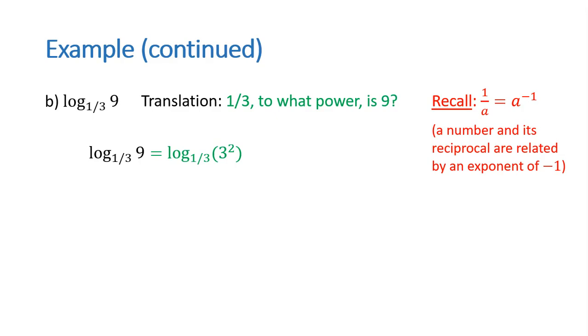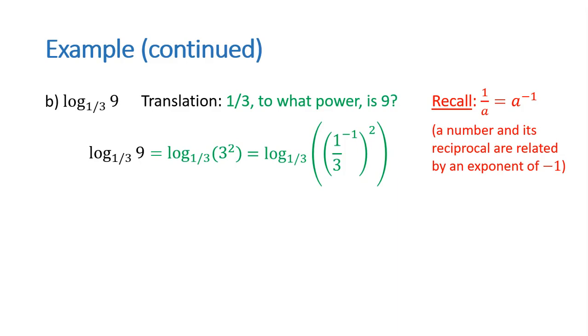Well, we know that a number and its reciprocal are related by an exponent of negative 1. So if I want to write 3 in terms of 1/3, 3 is the same thing as 1/3 to the negative 1 power. So I can rewrite that 3 as 1/3 to the negative 1 power. Now it was 3 squared, so I still have to take into account that I already had an exponent of 2 there. So the 3 becomes 1/3 to the negative 1, and then all of that is squared.